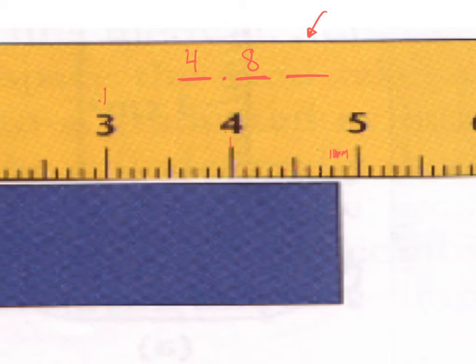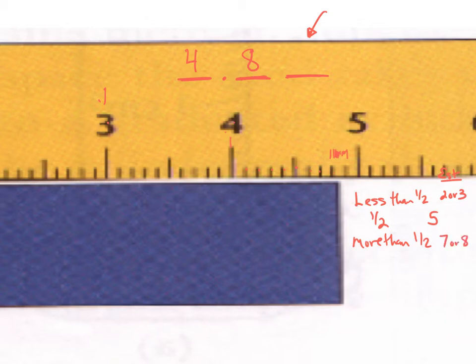So if it's less than halfway between the lines, I choose to either put a 2 or a 3 in that last spot. Okay, so my estimate is a 2 or a 3. Okay, if I think that this is halfway between, I estimate a 5. And if I think it's more than halfway, I estimate a 7 or an 8.